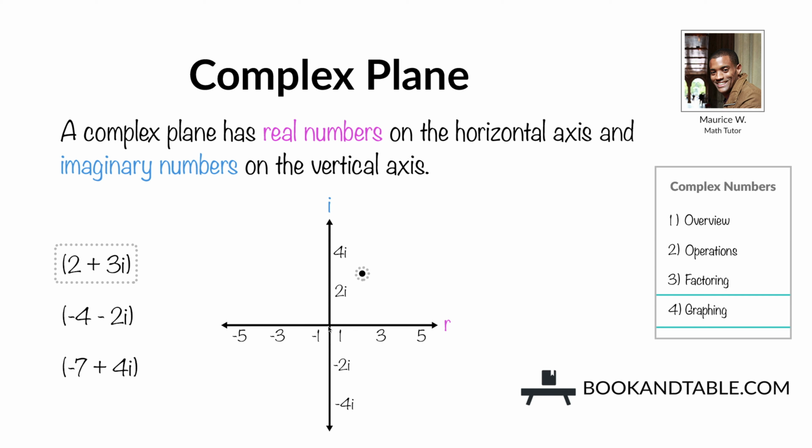A complex plane has real numbers on the horizontal axis and imaginary numbers on the vertical axis.